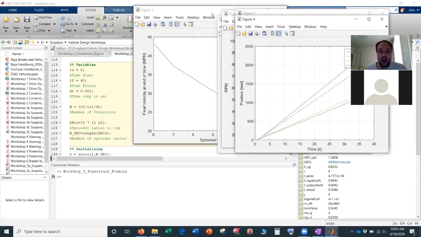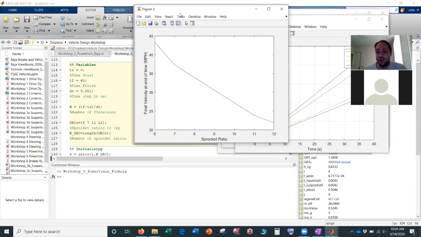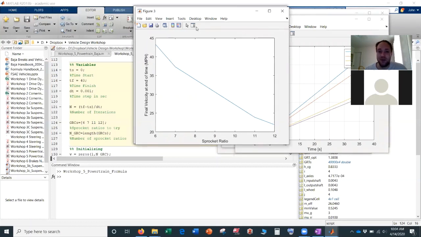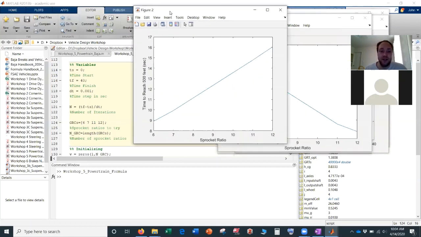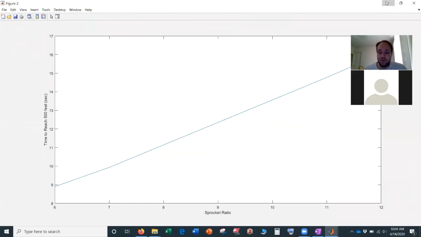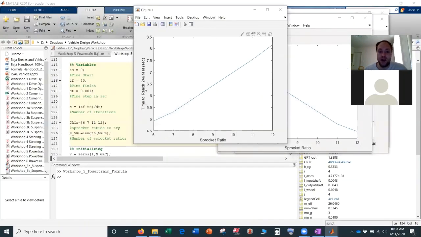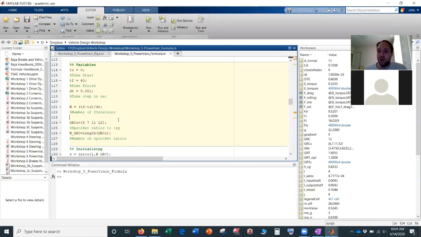Your position versus time. So your final velocity. Here you can see that we never went low enough to reach our final one. I'll show you that though. And then here you can also see the time to reach 246 feet. So which sprocket ratio should we pick on our car? We haven't gone low enough yet. So let's do a little bit of a range here. No, let's do 2, 3, 4, 5, 6, 7. So we can get rid of these higher ones.